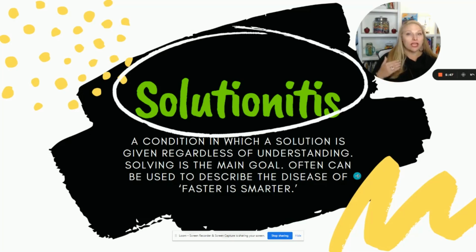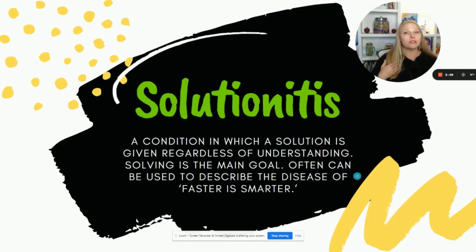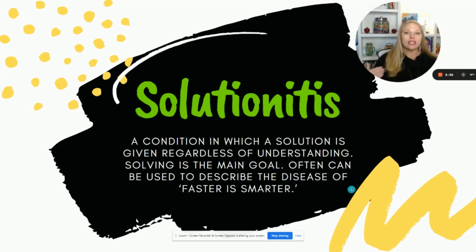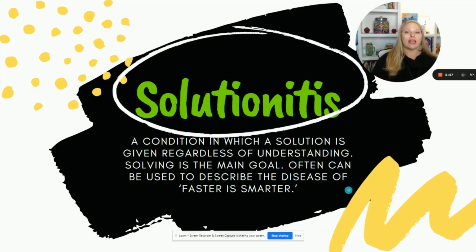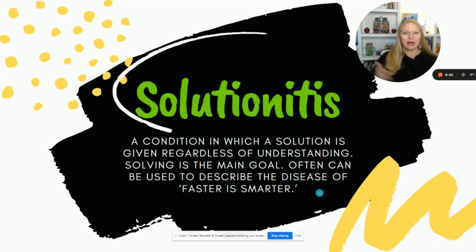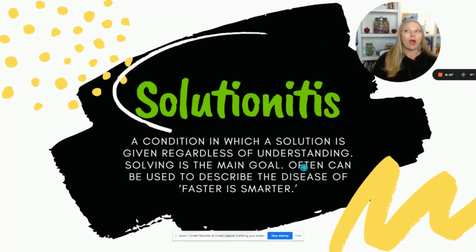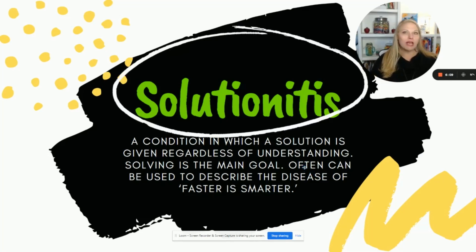That leads us to the condition I call lovingly solutionitis. And it's the idea that there's a condition in which a solution is given regardless of understanding. Solving is the main goal and often can be used to describe the disease of faster is smarter. Now, this is my own definition and a made-up word, but I really do think that kids have solutionitis. But why wouldn't they? That's what we've taught them.